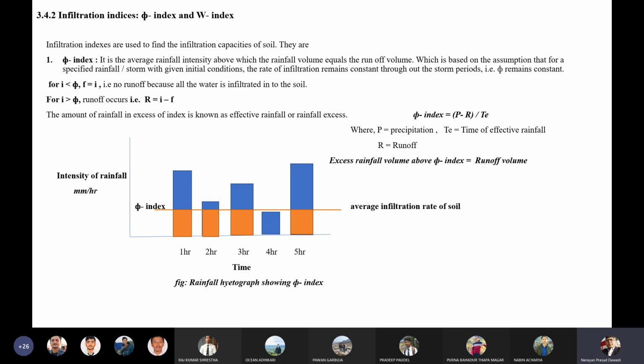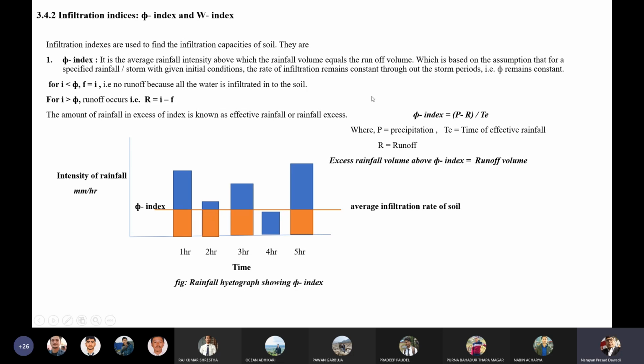W index includes the initial losses also. Phi index includes the initial loss. The W index is the refined version of the phi index. That's why this can be expressed as W index is equal to P minus R minus I divided by time of excess rainfall, and that is the W index.